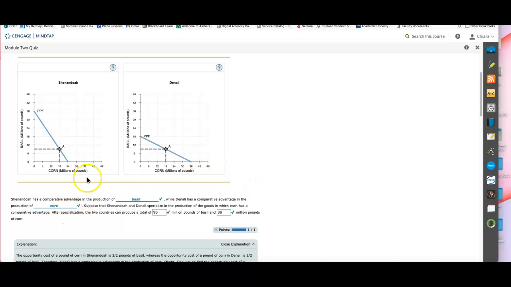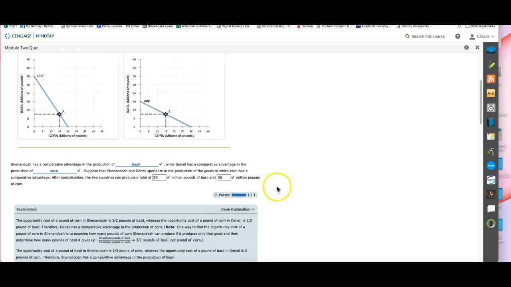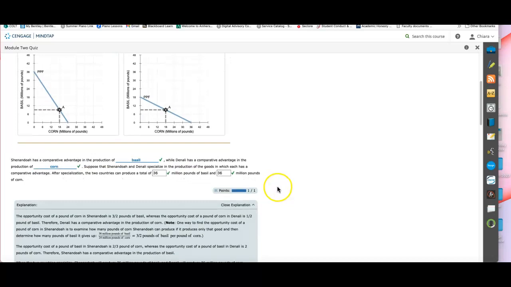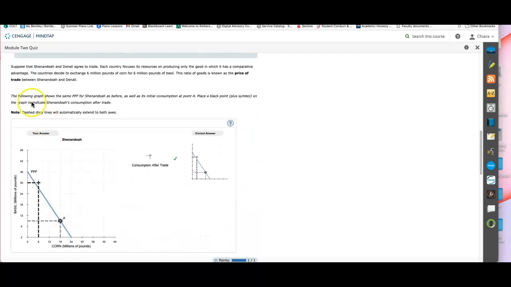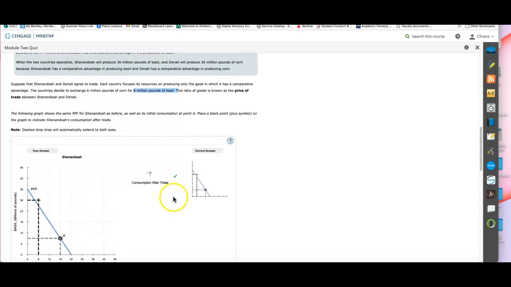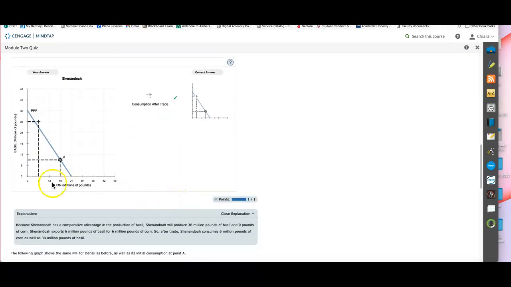So you determine who has the comparative advantage between the two, and then based on that comparative advantage, who is going to specialize in basil and who is going to specialize in corn, and you calculate the production after specialization, right? Once you have calculated that, the question gives you the price of trade. It tells you that they're going to trade, in this case, 6 million pounds of corn and 6 million pounds of basil each. So don't be swayed when the answer of this question looks a little bit weird, right?